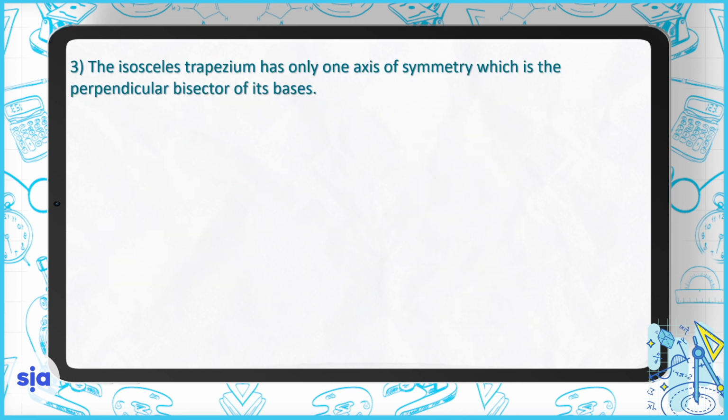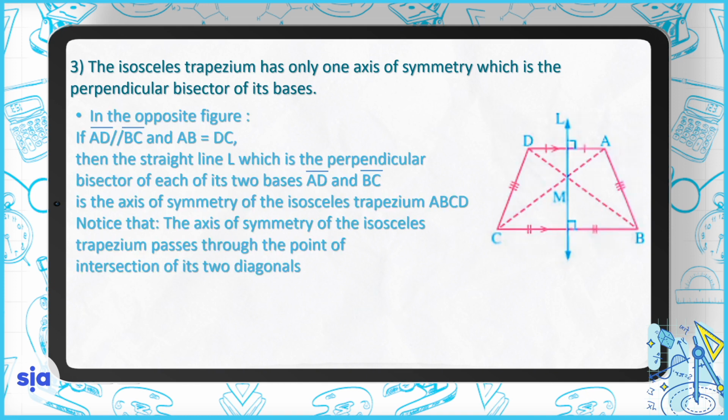The third property for the isosceles trapezium is that it has only one axis of symmetry, which is the perpendicular bisector of its bases. As you can see in this figure, if AD is parallel to BC and AB is equal to DC, then the straight line L, which is the perpendicular bisector of each of its two bases, AD and BC, is the axis of symmetry of the isosceles trapezium ABCD. And also notice that the axis of symmetry of the isosceles trapezium passes through the point of intersection of its two diagonals.